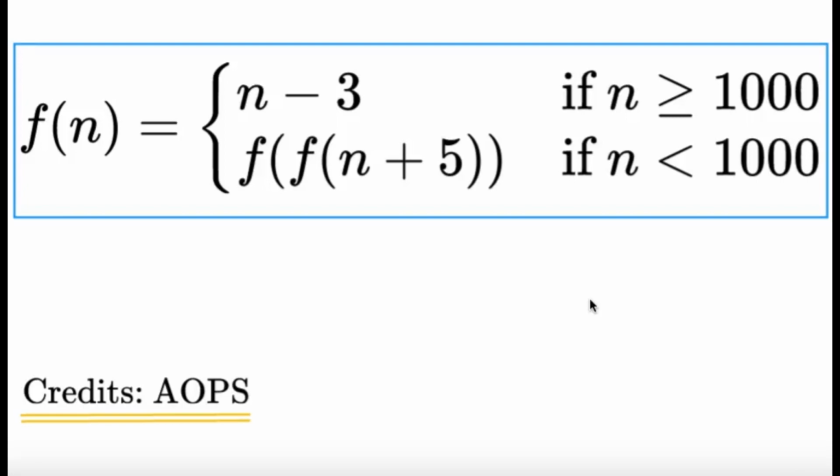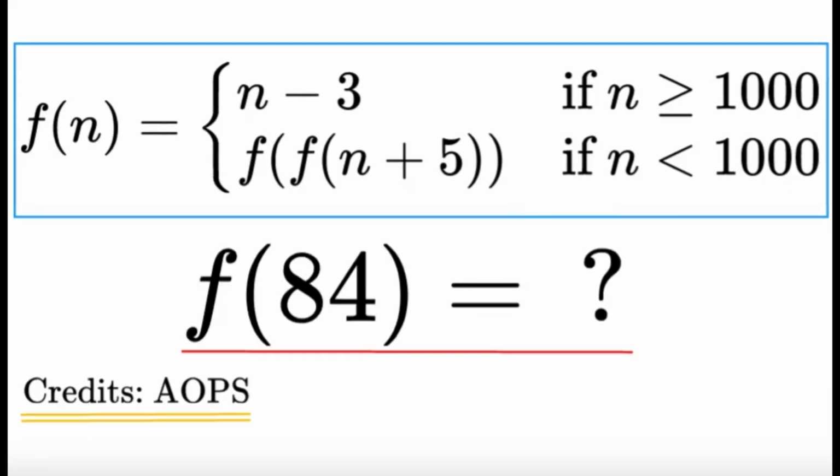Here's an item on algebra. f of n is equal to n minus 3 if n is greater than or equal to 1000, and f of n is equal to f of n plus 5 if n is less than 1000. Now we're asked to get the value of f of 84.